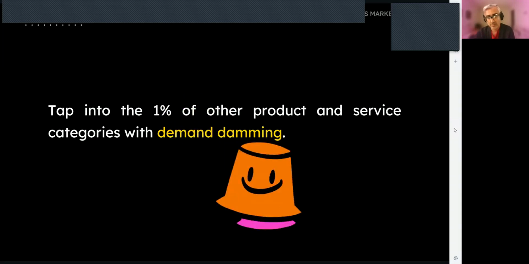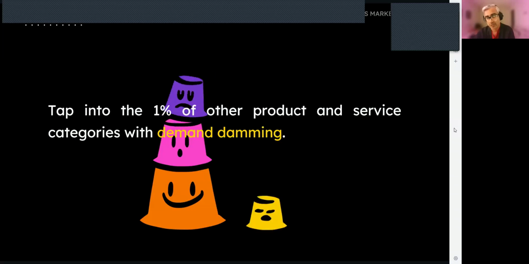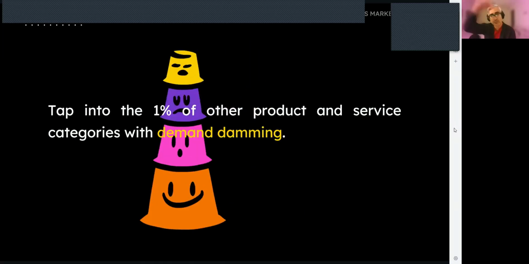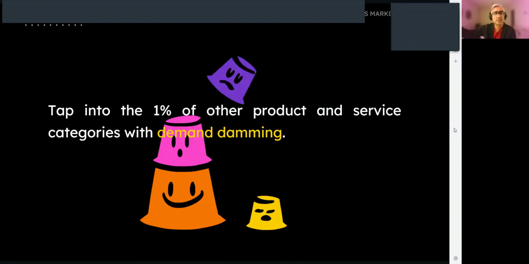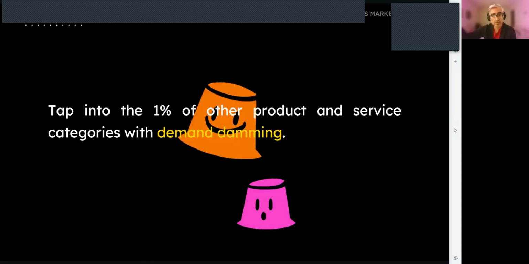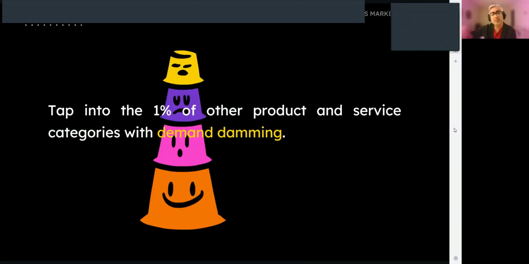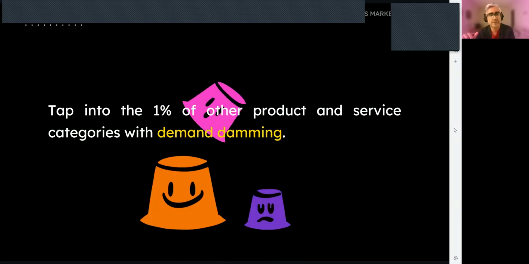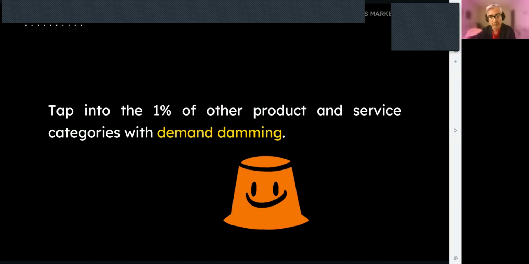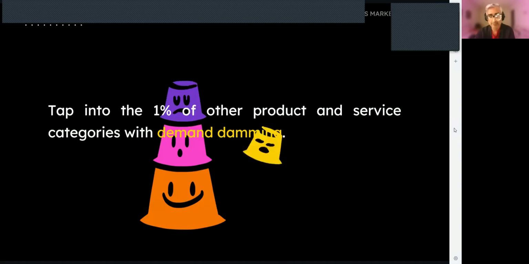When you employ demand damming techniques, instead of staying in the same category, you're jumping into other categories where your product or solution can be used as well. So you're stacking 1% over 1% outside of the market you thought you were in. This is just a means of creating more demand by going after other categories.